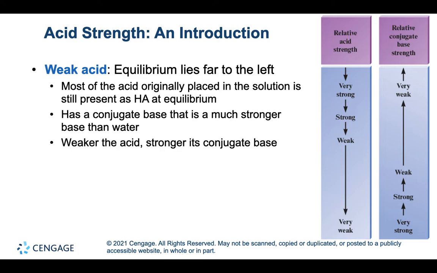Most weak acids are less than 1% ionized. In other words, most of your acid is still going to be the HA molecule. Less than 1% of that HA molecule is actually broken into H plus and A minus. The conjugate base then would be considered to be a stronger base than water. In fact, the weaker the acid, the stronger its conjugate base.